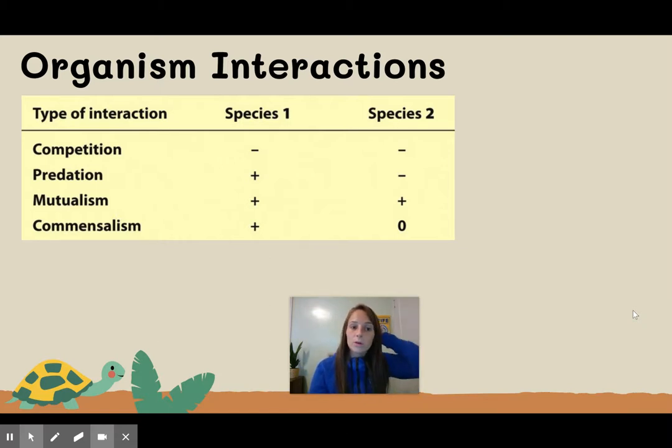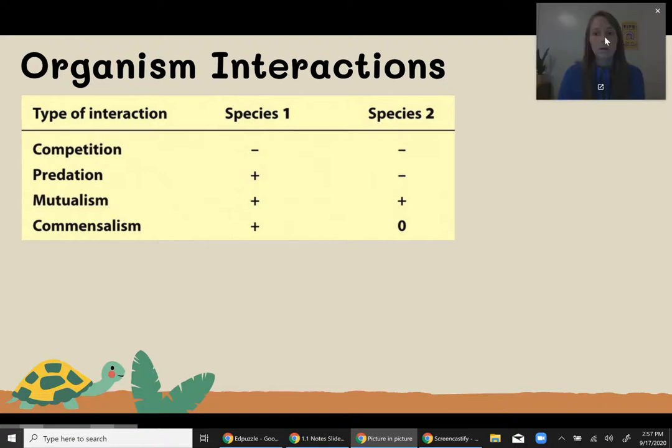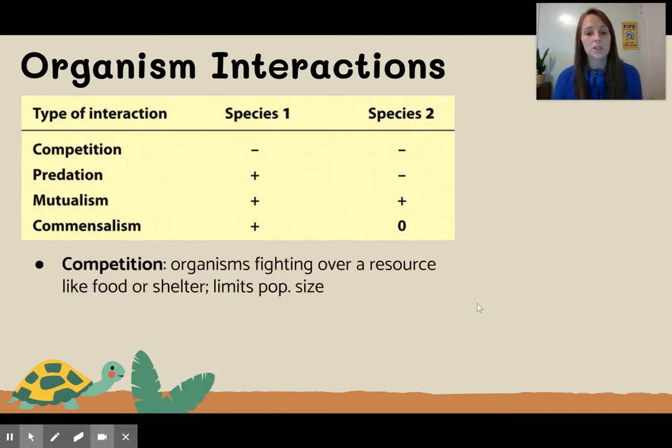Now, the next thing we're going to talk about is organism interactions. And this chart here is a good visual for looking at some of the summaries of how these go. So negative means it negatively impacts the species. Positive would be a positive there. Zero means it's not positive or negative. As we go through these, we'll first look at competition. And this is where organisms are fighting over a resource. It could be food, it could be shelter, it could be water. And this ultimately limits the population size of both of the species. So that's why here it is negative for both, because it limits their population size.